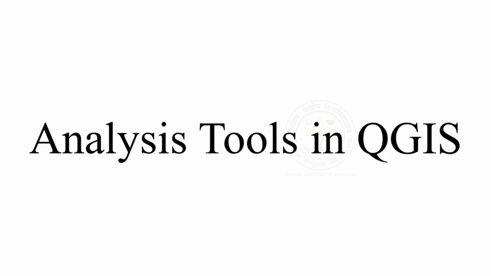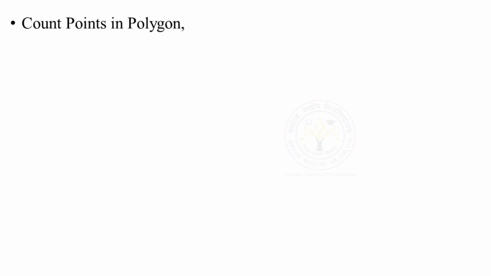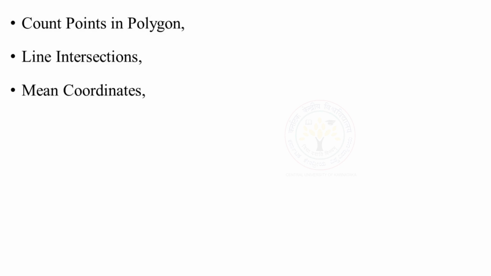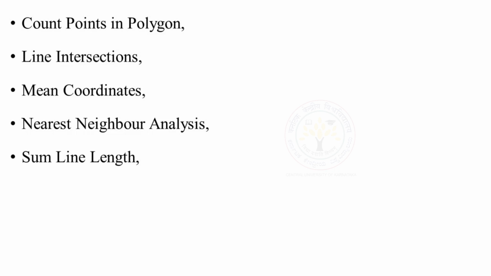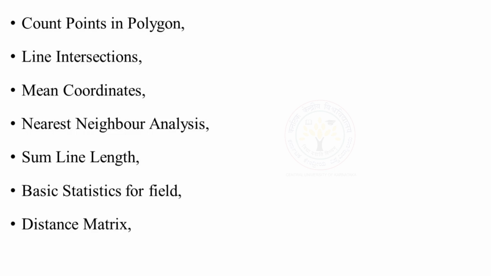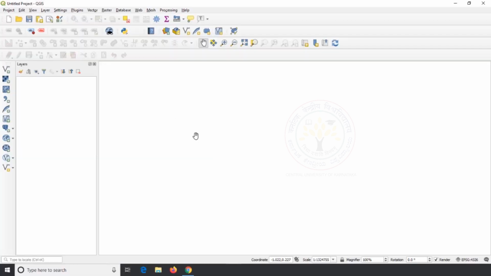Now we will discuss about analysis tools in QGIS such as count points in polygon, line intersections, mean coordinates, nearest neighbor analysis, sum line length, basic statistics for field, distance matrix, list unique values. First we will see count points in polygon. This tool is used to count number of points in a polygon.